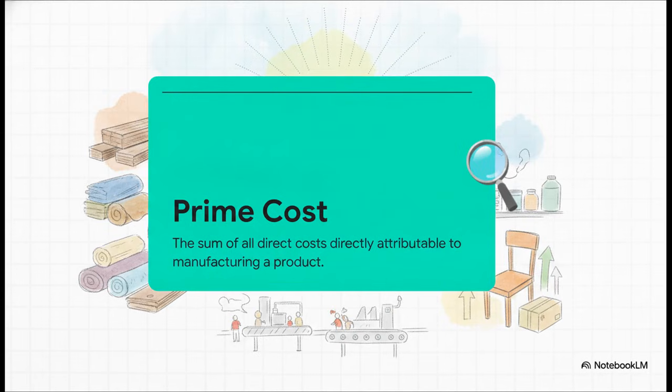Now, when you add up those materials, the direct labor, and those direct expenses, you arrive at the prime cost. This is a massive milestone in our manufacturing account. It's the foundational, primary expense that is undeniably directly attributable to manufacturing your product. Think of it this way: without the prime cost, you literally do not have a product.